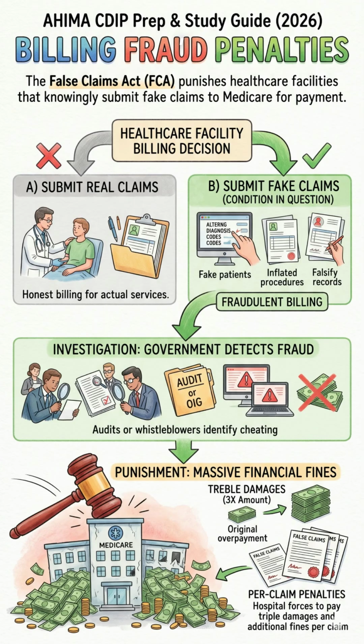60. How does the False Claims Act punish healthcare facilities that cheat on their Medicare patient billing records? The government forces the cheating hospital to pay massive financial fines for submitting completely fake medical claims. Good clinical documentation stops false claims from happening by ensuring every code has solid medical chart proof.